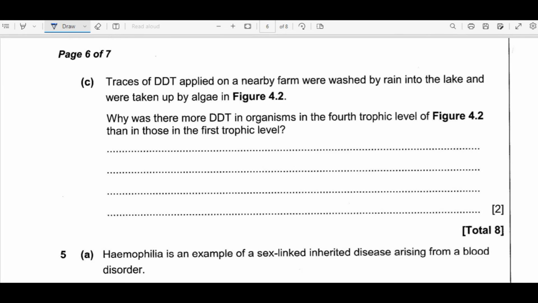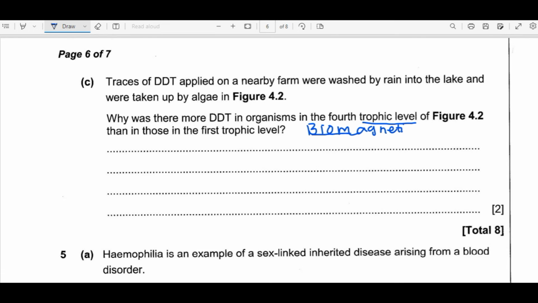Now for DDT, the simplest explanation that I can give you is that the reason why in higher trophic levels there is a much higher concentration of this compared to low trophic levels is that it's different from energy. We said for energy, as you move up, the energy reduces, but for DDT or for these chemicals, as you move up, their concentration increases. Because of what? Because of the process of biomagnification.